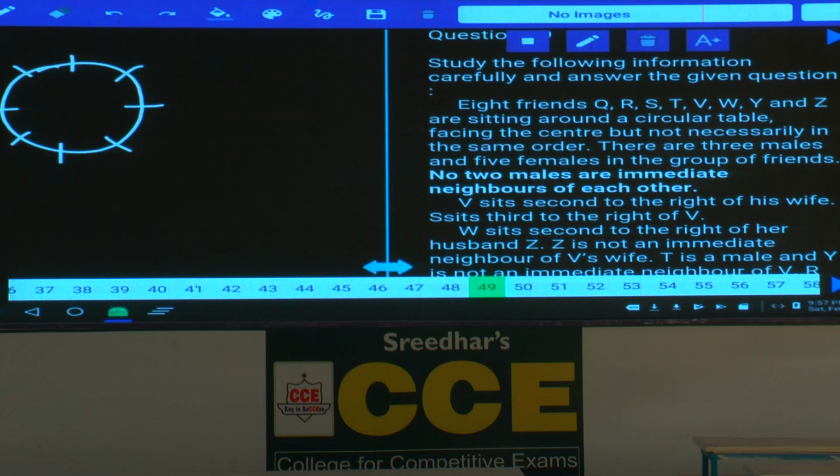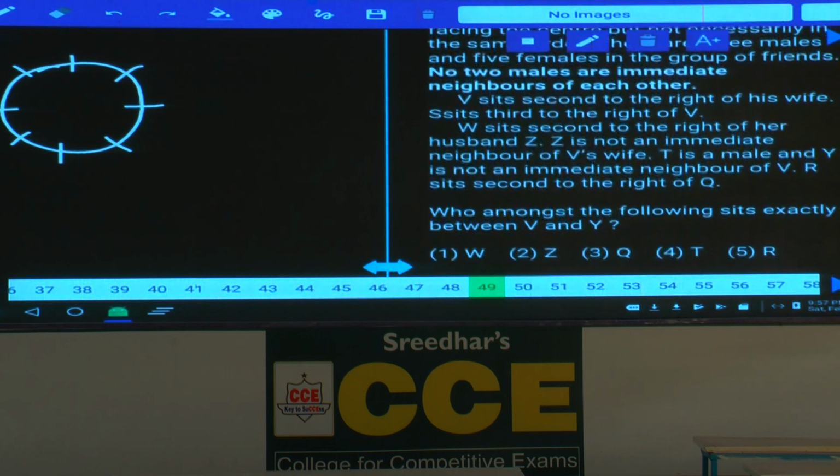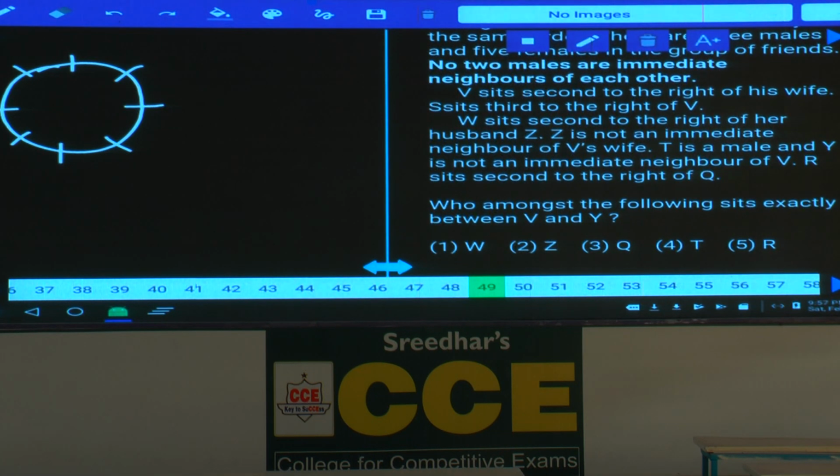No two males are immediate neighbors of each other, isn't it? There are only 3 males in this one. V sits second to the right of his wife. V is seated second to the right of his wife means V is a male, and this V is having a wife as well. And S is seated third to the right of V.